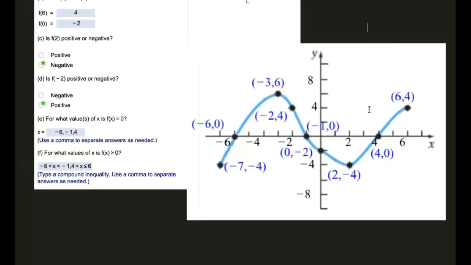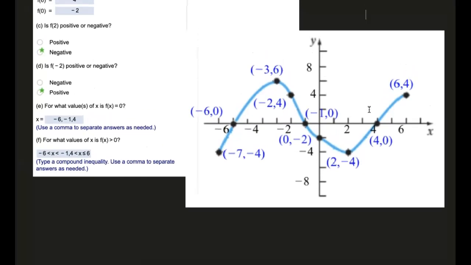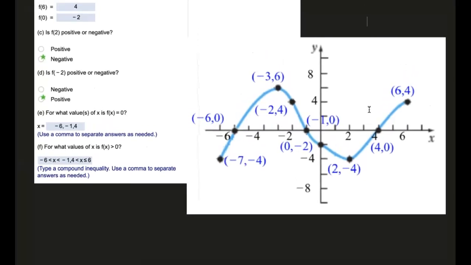So let's first look at part E. For what values of x is f of x equal to 0? Well, those are the values or the places on the graph where the function is touching the x-axis. In other words, its y-coordinates are 0. And that's these 3 points that you see circled here.